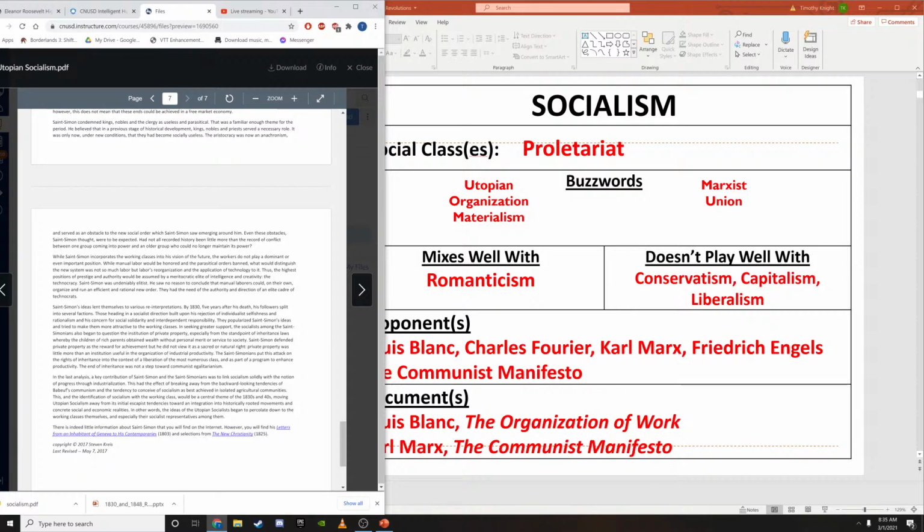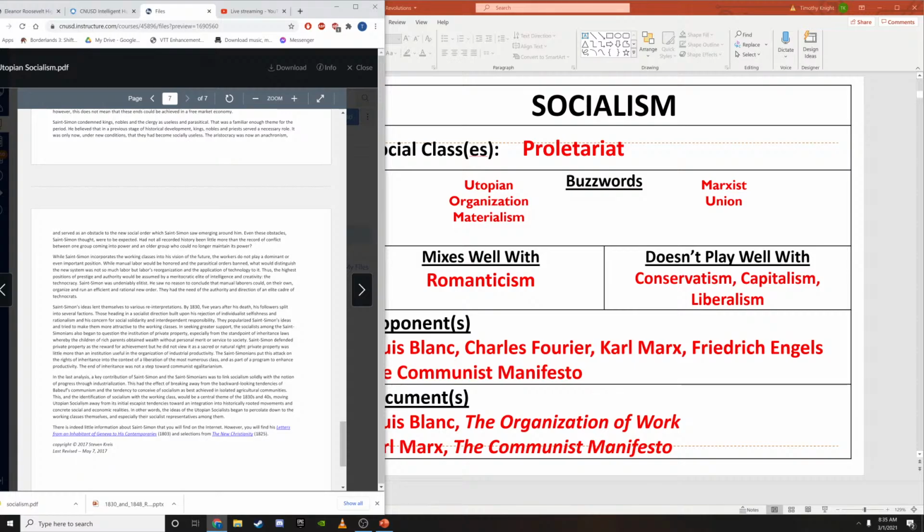In seeking greater support, the socialists among the Saint-Simonians also began to question the institution of private property, especially from the standpoint of inheritance laws, whereby the children of rich parents obtained wealth without personal merit or service to society. Saint-Simon defended private property as the reward for achievement, but he did not view it as a sacred or natural right. Private property was little more than an institution useful in the organization of industrial productivity.